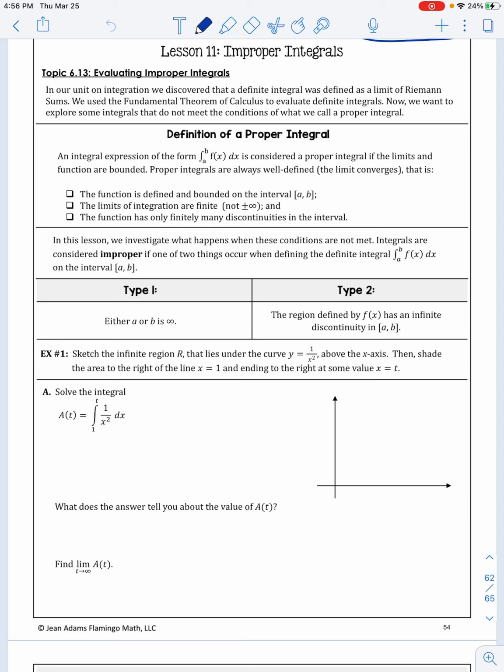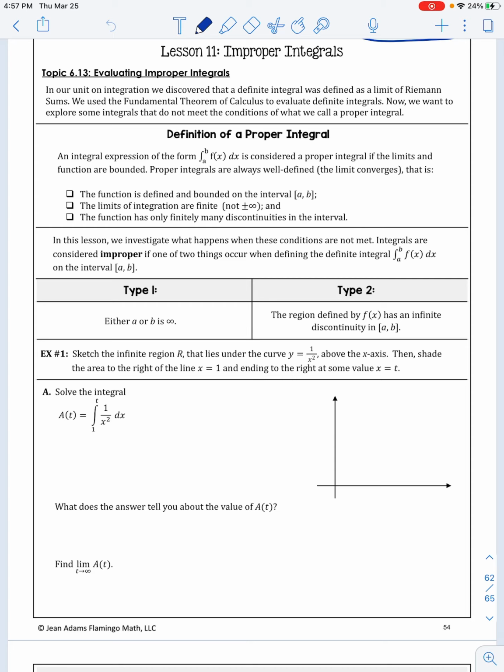So the definition of a proper integral: an integral expression of the form the integral from a to b of f of x dx is considered a proper integral if the limits and function are bounded. Proper integrals are always well defined. That means the limit converges. That is, the function is defined and bounded on the interval [a, b]. The limits of integration are finite. They do not go to infinity or negative infinity, and the function has only finitely many discontinuities in the interval.